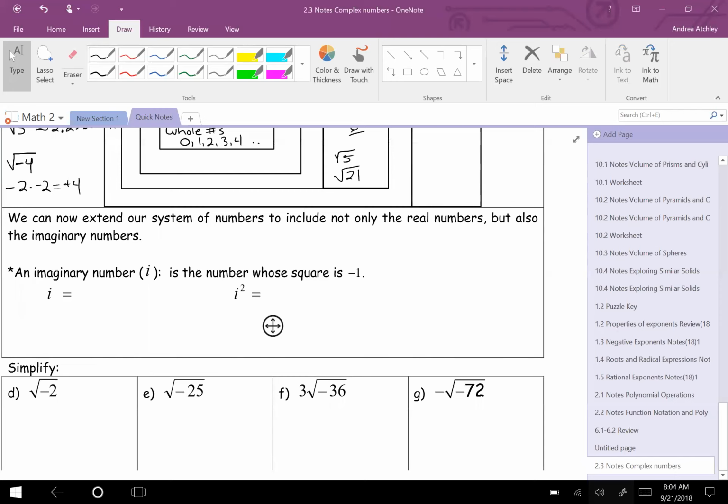Okay, we're back up here. So we can extend our number system to include not only real numbers, but also imaginary numbers. An imaginary number is i, the number whose square is -1. So i equals the square root of -1.